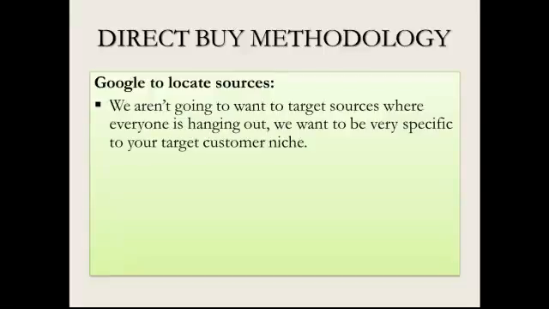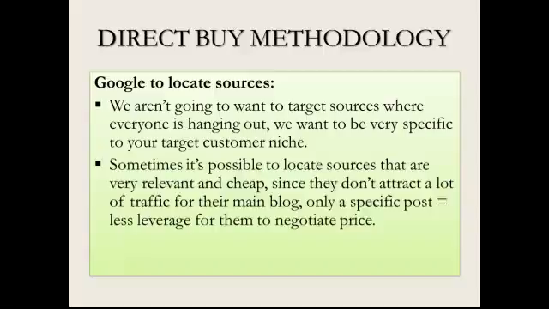Now when we're going to Google, we need to remember that the high-ranking websites are going to be getting a lot of traffic. So remember, we don't want to target those sources where everyone is hanging out. We want to be very specific. Sometimes, for whatever reason, a blog on a particular topic will rank very high for something a little bit outside of their topic, while the rest of their blog doesn't. So sometimes we can go to them and say, look, you don't get that much traffic. They're probably not even aware that they're ranking very high for a particular keyword, and we can place a very cheap buy.